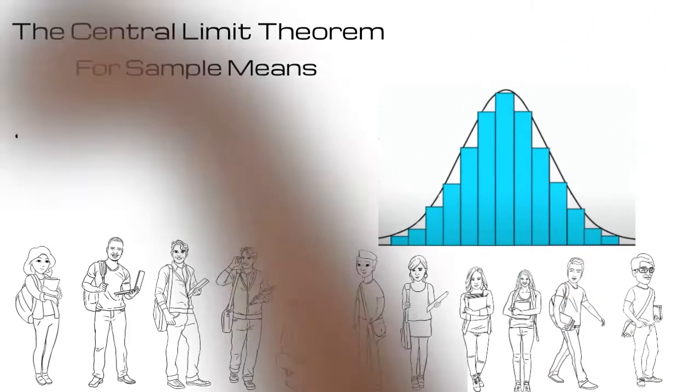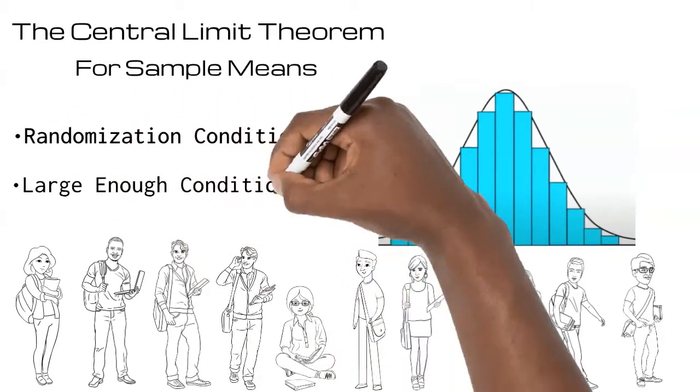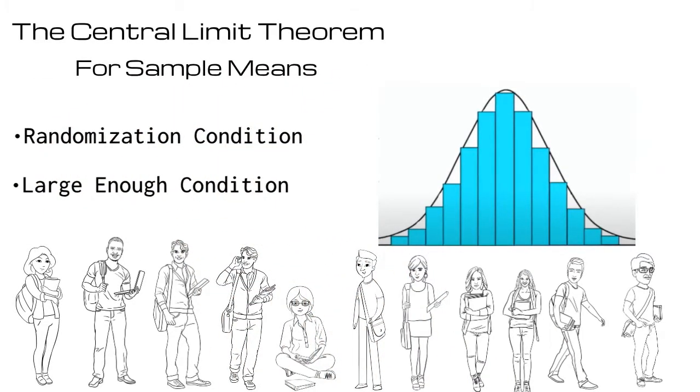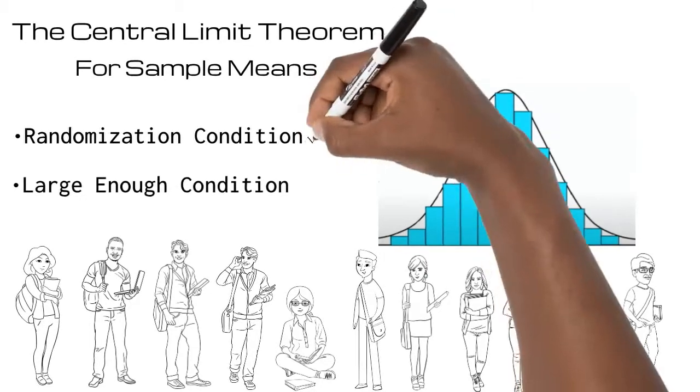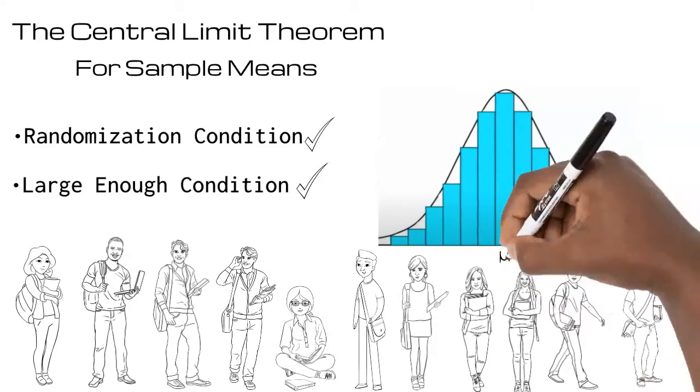First, check for the randomization condition. This means that all samples must be randomized. Then, check the large enough condition. While there is no specific cutoff, the sample size should be large enough. If both conditions are met, when we create a histogram with our means, they will be normally distributed, and our actual mean will be at the center.